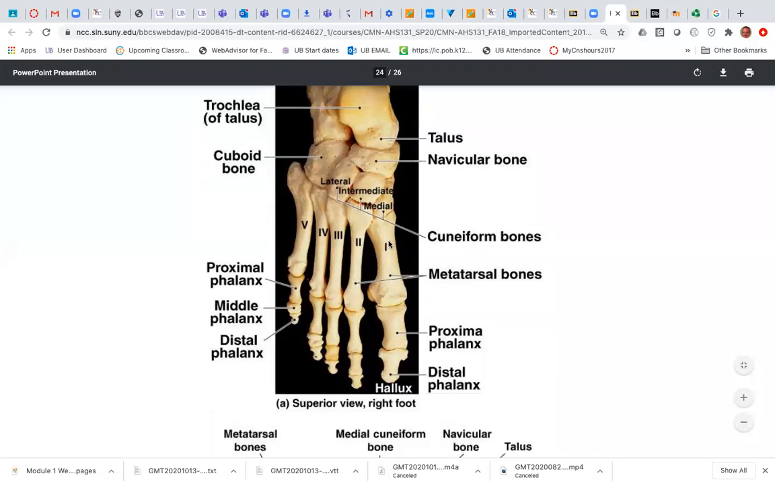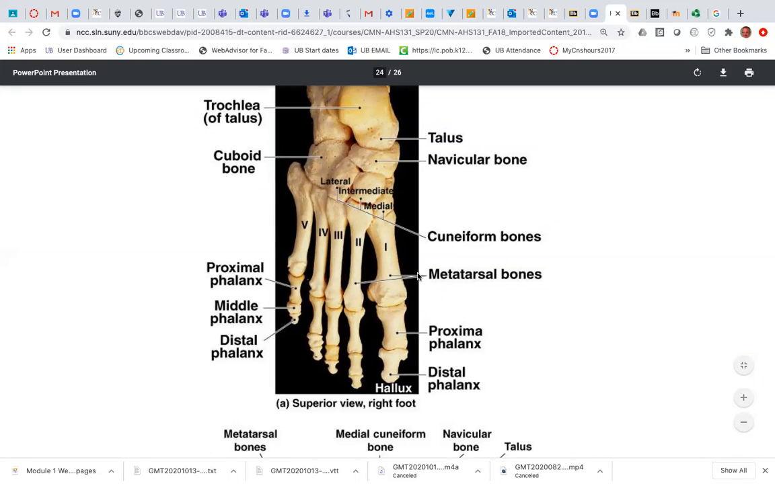Remember, in the hand, we have 5 metacarpals. In the foot, we have 5 metatarsals. Metatarsal 1, metatarsal 2, metatarsal 3, metatarsal 4, and metatarsal 5.